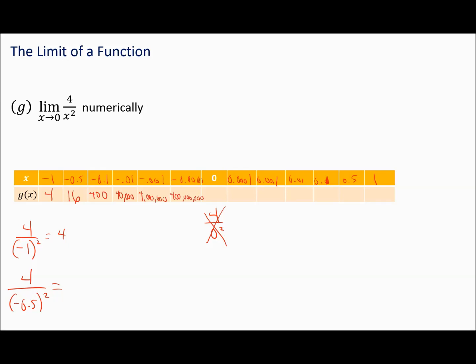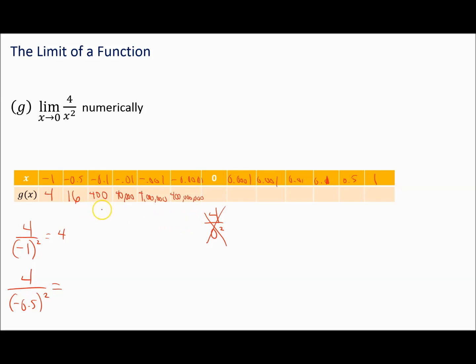Okay, so when I plugged in negative 0.5, I got 16. That seemed pretty reasonable. Then I plugged in negative 0.1. Now think about what's happening. You've got a 4 on the top every time. But when you square 0.1, okay, you get 0.01. Then you take 4 divided by 0.01, and that's going to give you 400. And it's going to work all the way across to the point where when I plugged in negative 0.0001, I got 400 million.